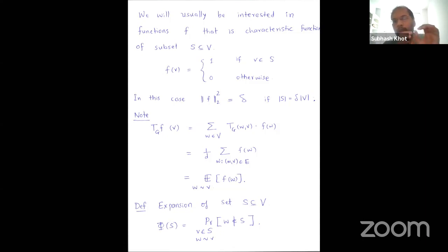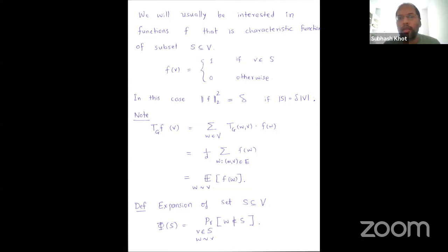So for example, if you have a set such that all the edges incident on that set go outside, then the expansion will be full, expansion 1. On the other hand, if the set is completely disconnected from the rest of the graph, then its expansion is 0, because you take an edge out of this set, but it just comes back to the same set. So you don't leave the set at all, and in that case the expansion would be 0. Okay, so this is the notion of expansion of a set.